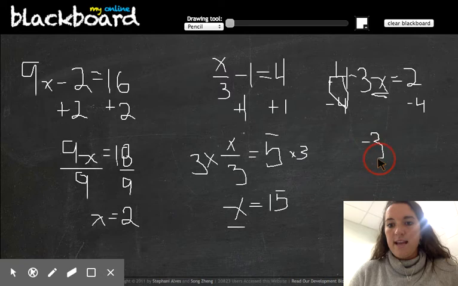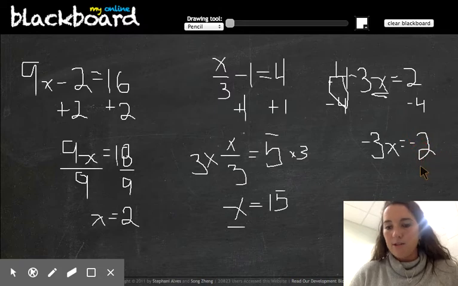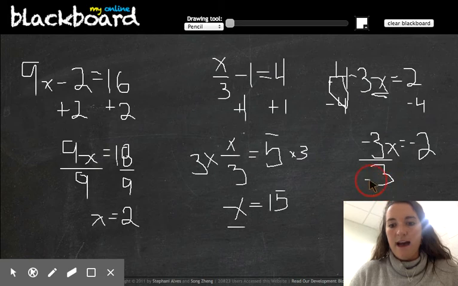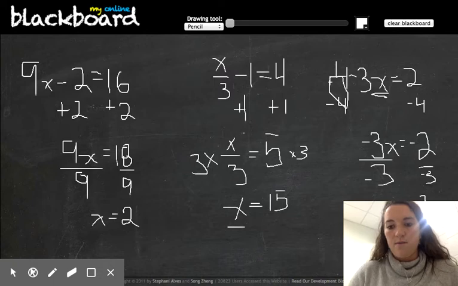So now I'm left with negative 3x equals 2 minus 4. What's 2 minus 4? Negative 2. Last step, I can divide by negative 3. You'll end up with x equals 2/3. If you plugged it into a calculator, you would have gotten 0.6 repeated.